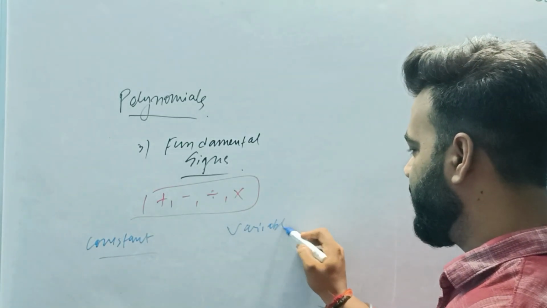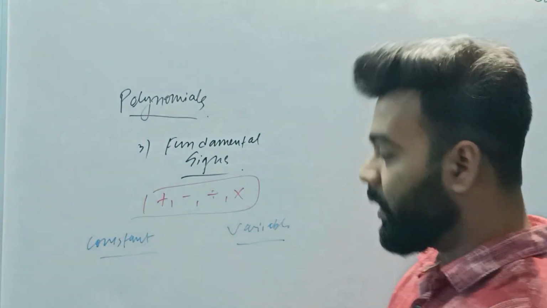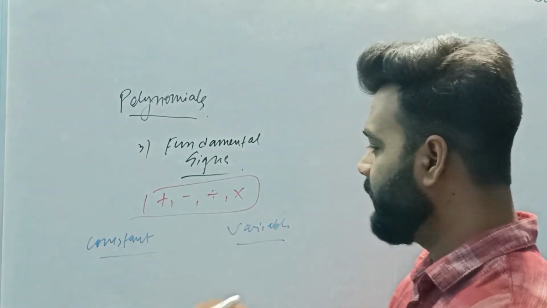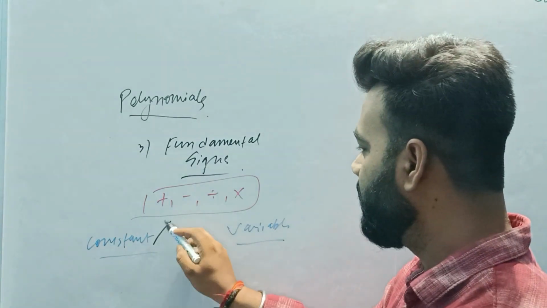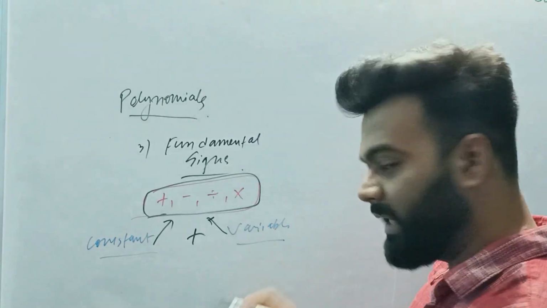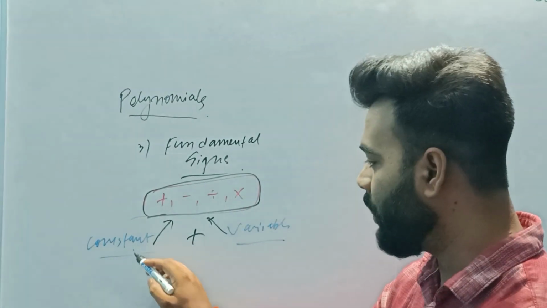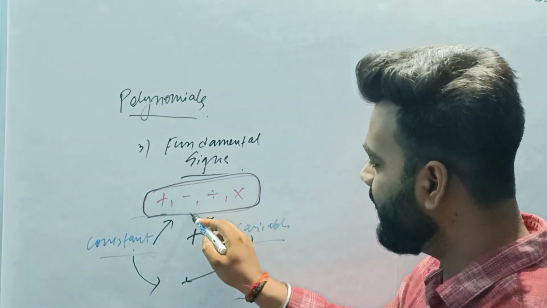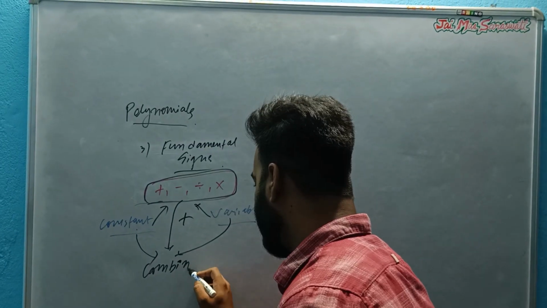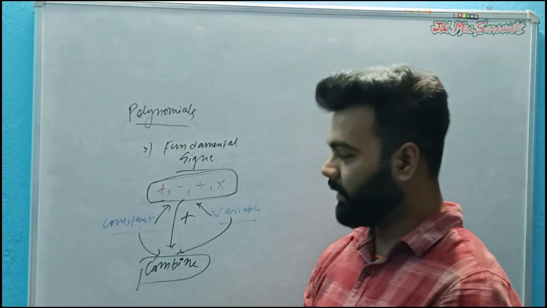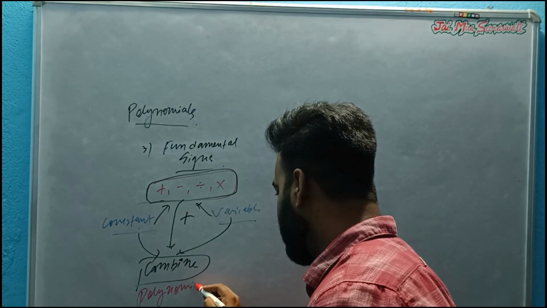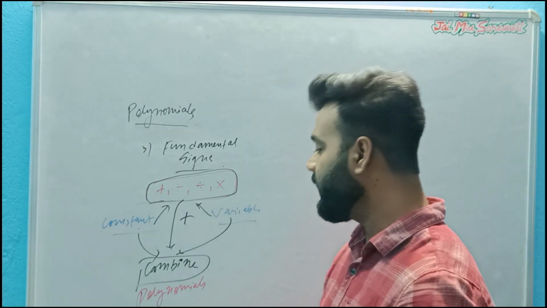Now to understand what a polynomial is, you should understand that a polynomial is nothing but a combination of constant, variable and any of these fundamental signs. Understood? When constant, variable and any of these fundamental signs combine together, they form a polynomial.